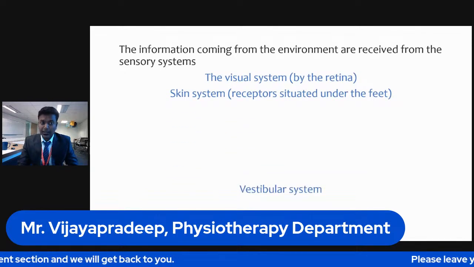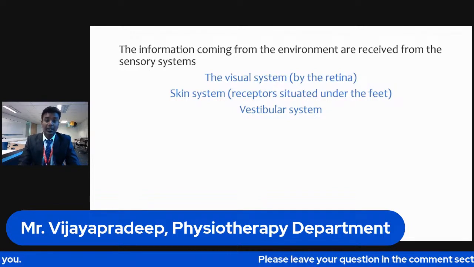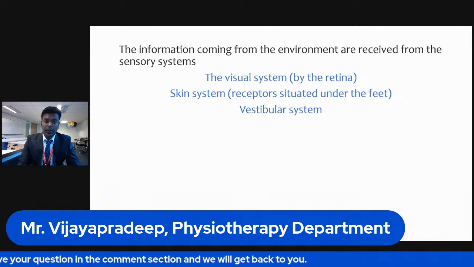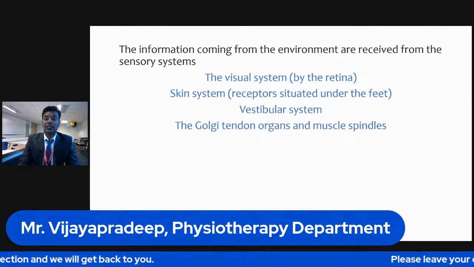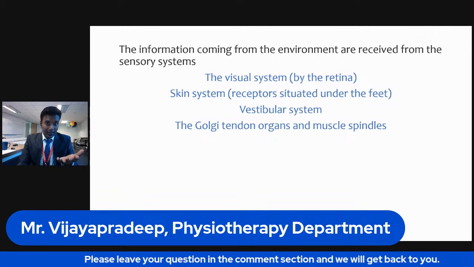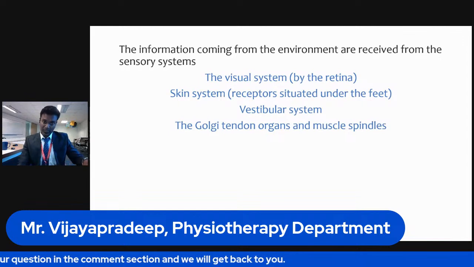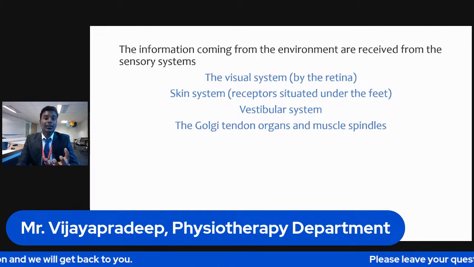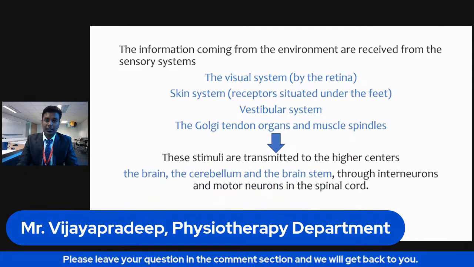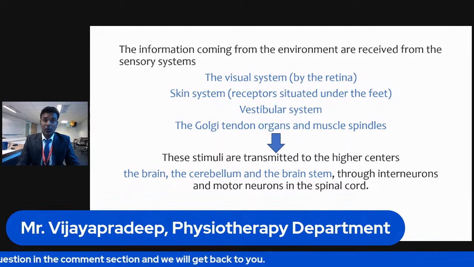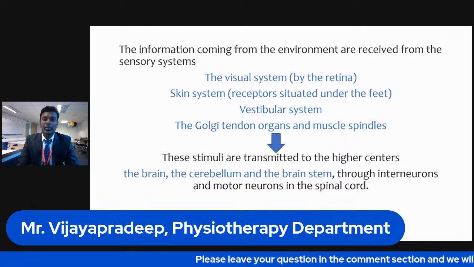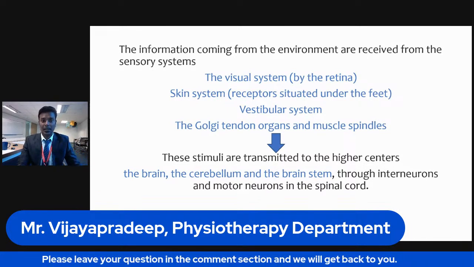So this is called postural control. We will now see what information is being collected. The information from the visual system comes from the retina, which collects information from the environment. Then the skin systems, because of the receptors situated under the foot, diagnose the place where you are standing, whether the surface is stable or unstable or needs some changes. All this information is collected by the receptors present under the feet. Then there is the vestibular system, the Golgi tendon organs and the muscle spindles. We can also call these proprioceptors, located near the joints, which sense muscle contraction and muscle length, how tense the muscle is, and make changes to the body according to what is sensed by the muscles and tendons.